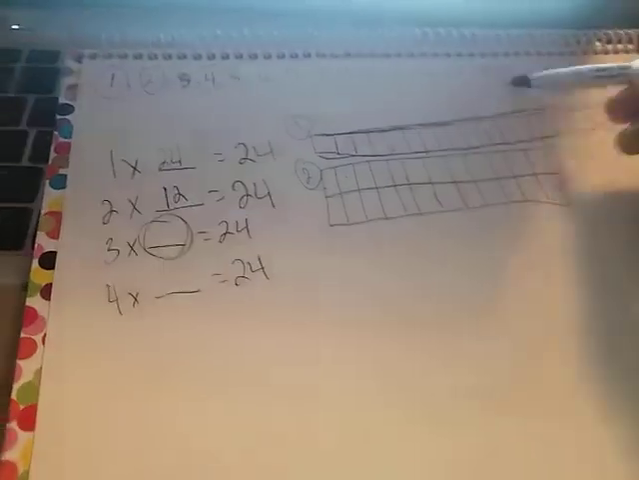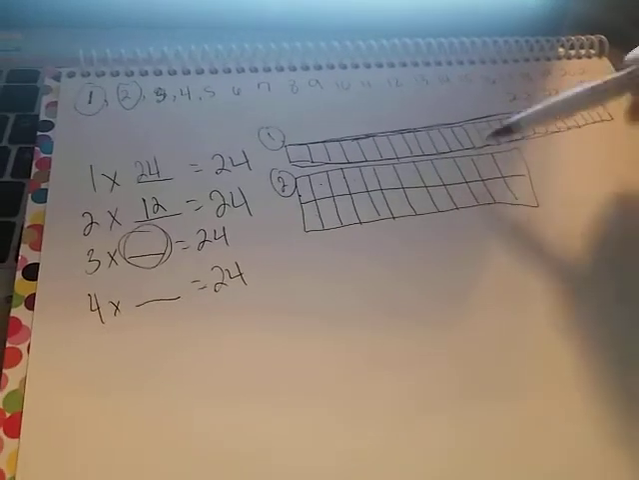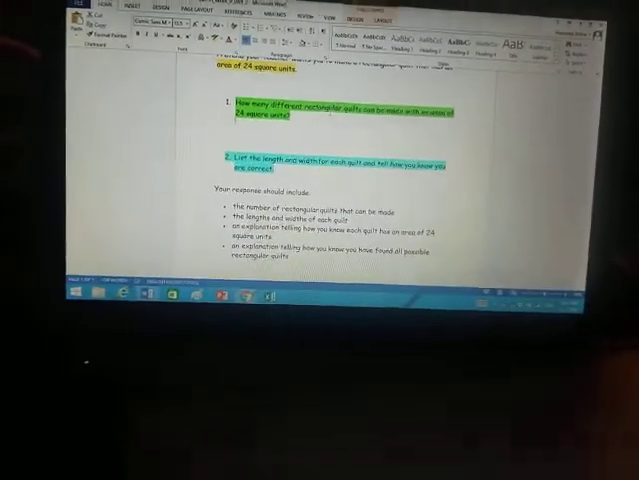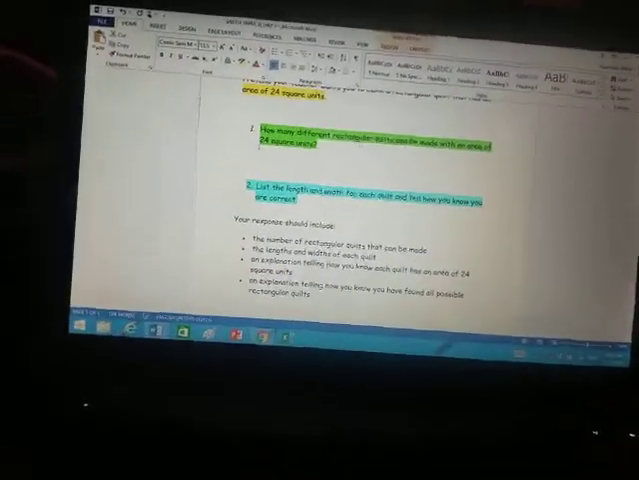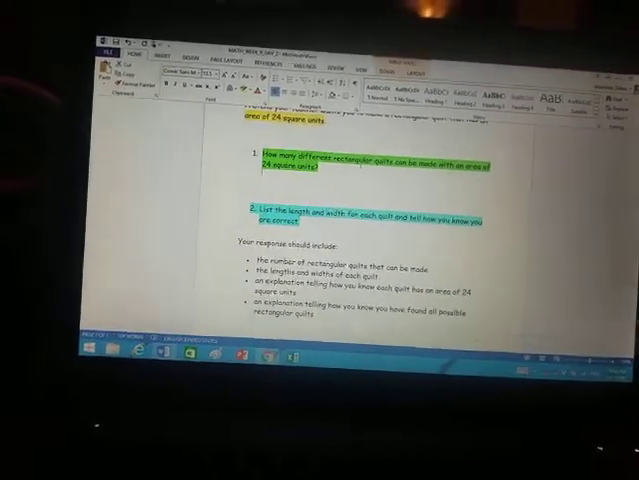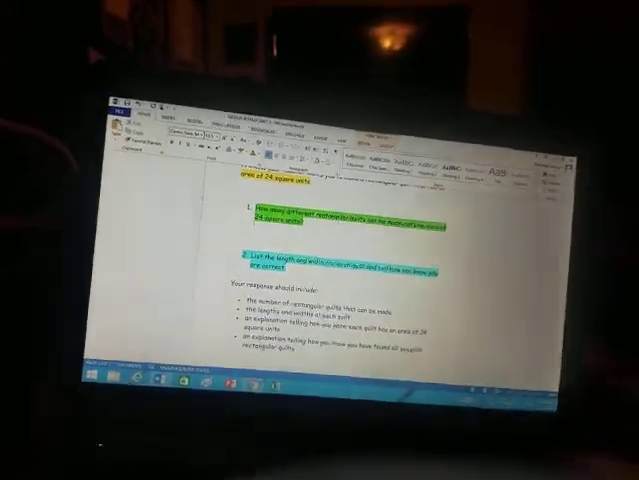Keep going down the list, and then after you have everything that equals 24, count how many rectangles you made and write that right here. Okay? So after that, you're going to list the length for each quilt and tell how you know each. List the length for each of the quilts and tell how you know it's correct.